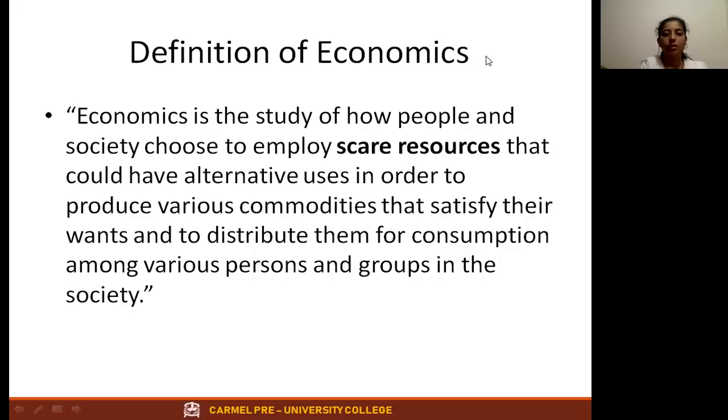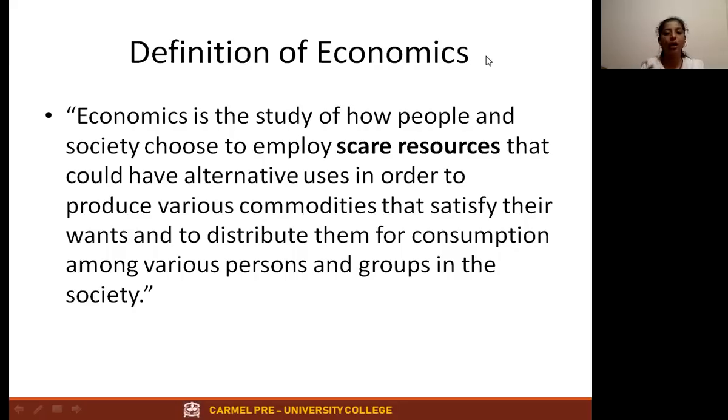Correct. Alternatively, we have to use something else because, in order to produce a commodity that satisfies wants and distribute them for consumption among various persons, we have n number of people. We know the population and their wants. So in order to satisfy all the people's wants, we have to choose the resources in such a way that it satisfies all people's wants. So that is what economics is.